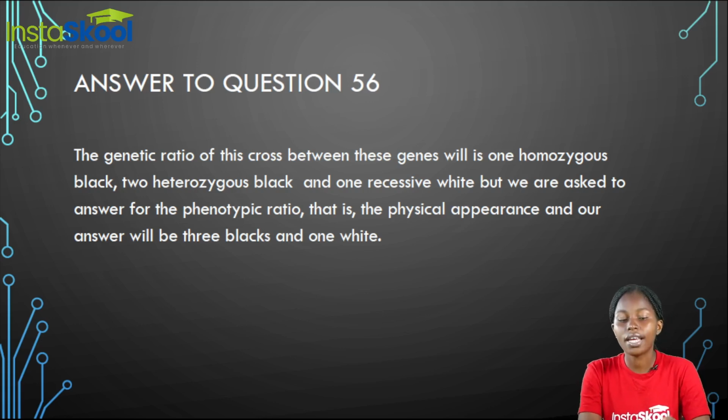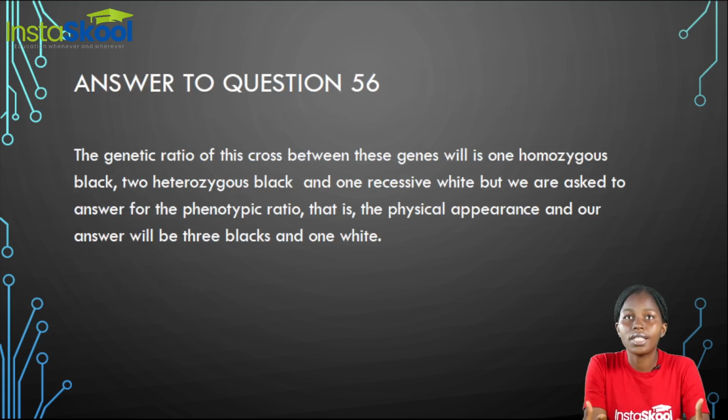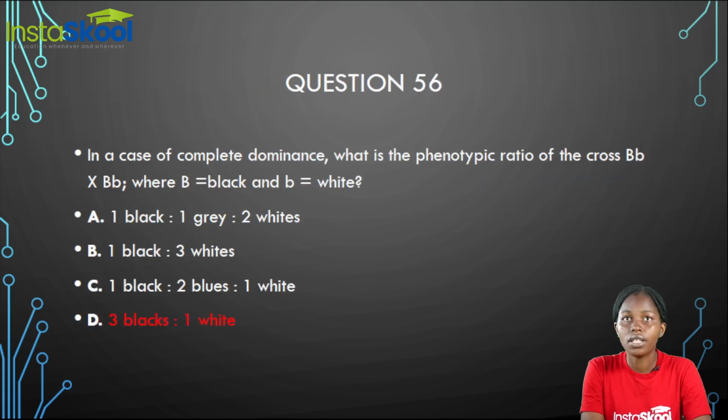But our question says we should look for the phenotypic ratio, that is the observable, the physical appearance. And our answer would therefore be 3 blacks and 1 white. Even though in their genes we have 1 homozygous black, 2 heterozygous black, and 1 recessive white, the phenotypic ratio, that is the observable appearance, will be 3 blacks and 1 white. That's our option D.